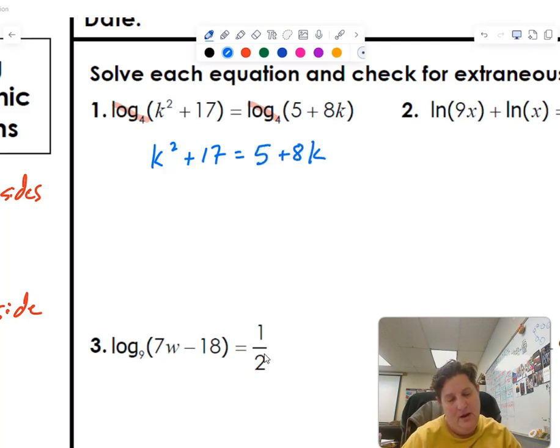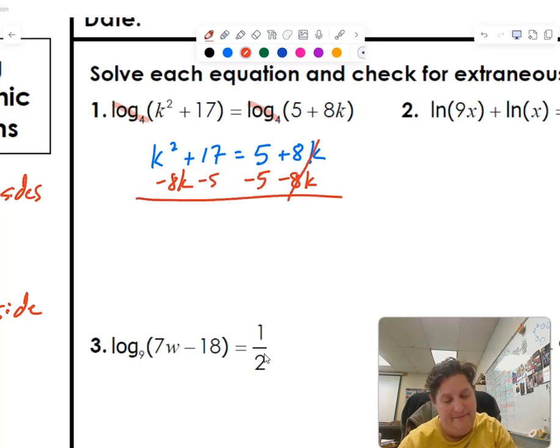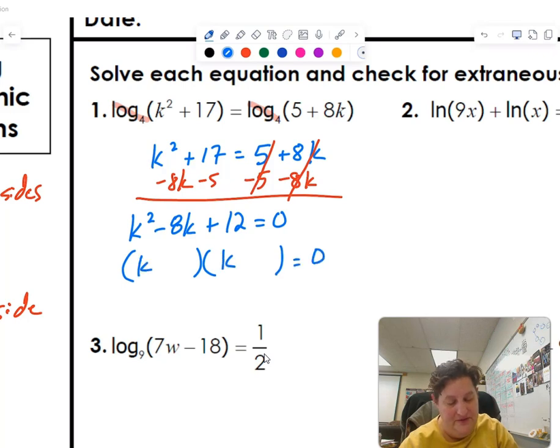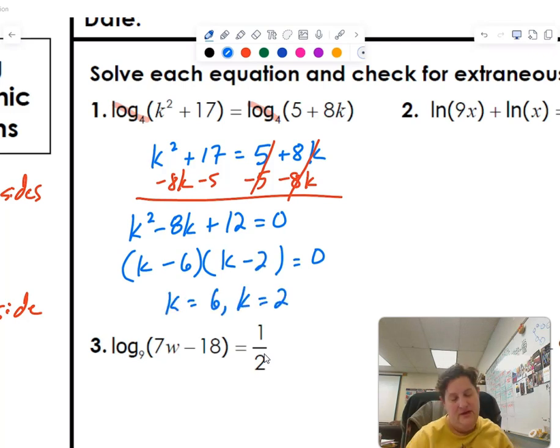Okay? I want to get everything on the same side because this is a quadratic. I'm going to minus 8k and I'm going to minus the 5. So I end up getting k squared minus 8k plus 12 is 0. All right. Factor out. What multiplies to make 12 and adds to make 8 is negative 6 and negative 2. So my answers are k equals 6, k equals 2.